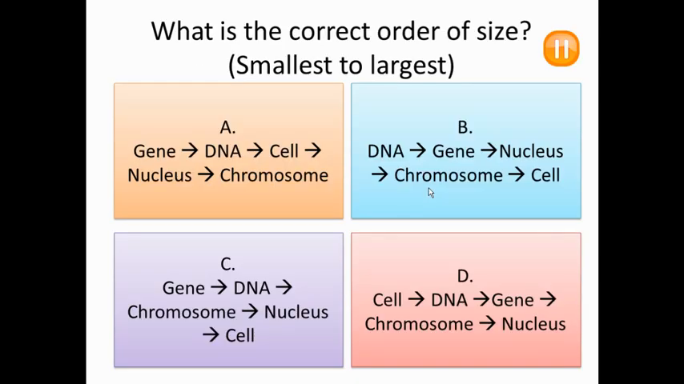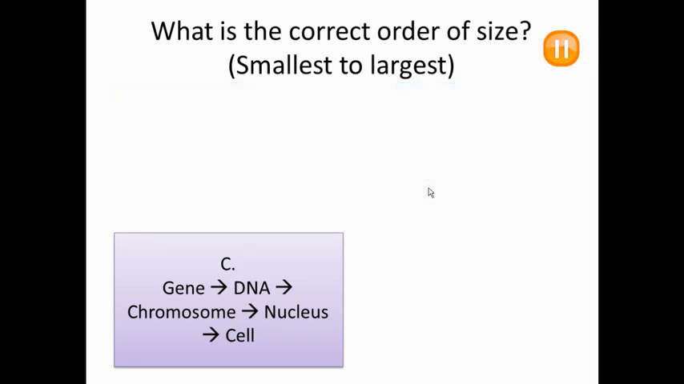So feel free to pause the video and have some time, but what's the correct order of size? So we're going from the smallest to largest. So is it A, a gene builds up to DNA, which builds into a cell, which builds into a nucleus, which builds into a chromosome? Or is it B, DNA builds into a gene, which builds into a nucleus, which builds into a chromosome, which builds into a cell? C, a gene builds into DNA, which builds into a chromosome, which builds into a nucleus, which builds into a cell? Or is it D, cell, DNA, which builds into a gene, which builds into a chromosome, which builds into a nucleus? Feel free to pause the video if you need some time. But the correct answer is C.